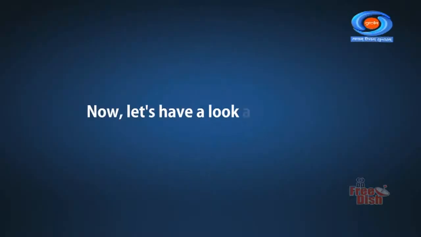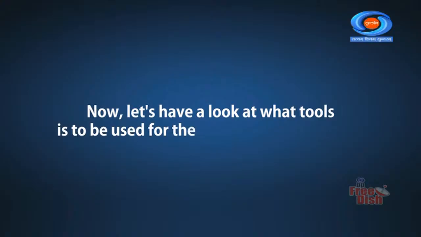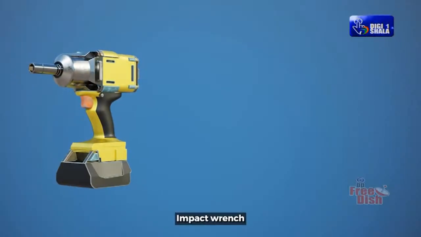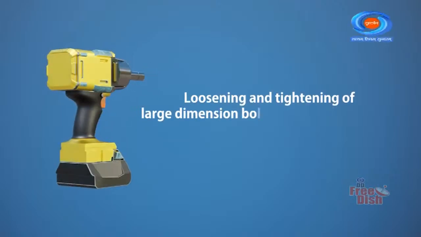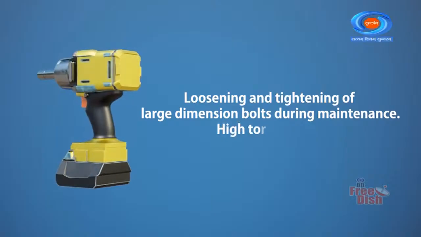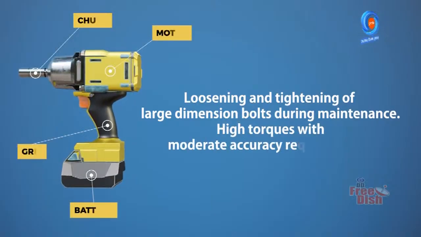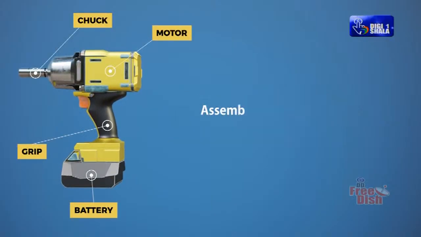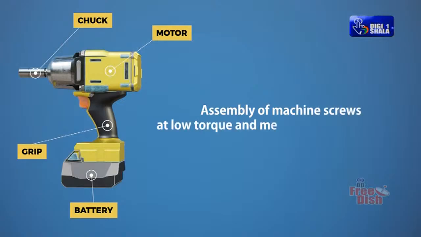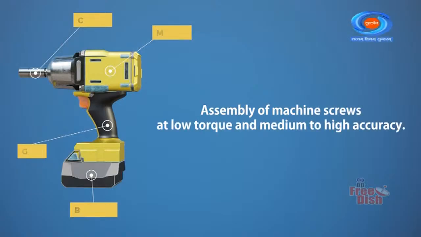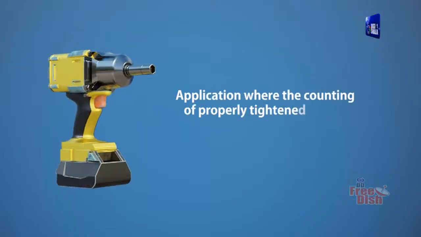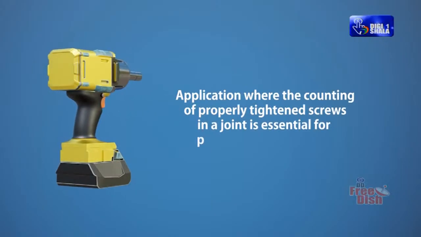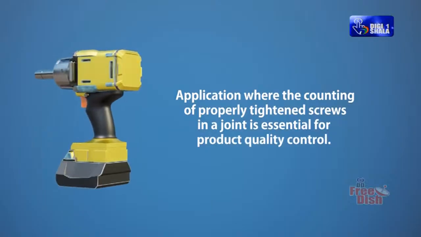Now, let's have a look at which tools are to be used for the mentioned applications. Impact wrench. Loosening and tightening of large dimension bolts during maintenance. High torques with moderate accuracy requirements. Assembly of machine screws at low torque and medium to high accuracy. Application where the counting of properly tightened screws in a joint is essential for product quality control.